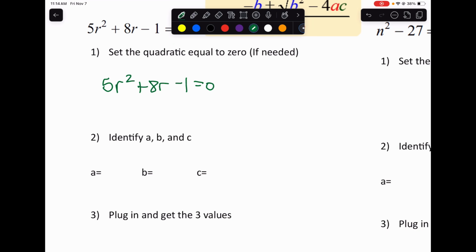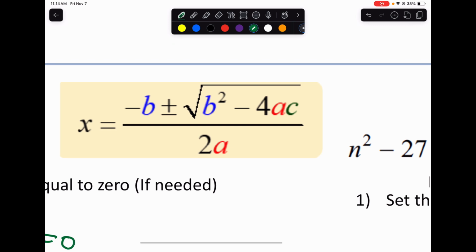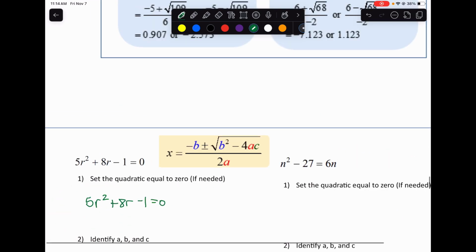Next, we are going to identify our a, b, and c. We've already done this when we identified our discriminant, right? So we can see that our a value here is going to be 5, our b value is 8, and our c value is -1, okay? Now we are going to plug into the quadratic formula. This is the formula for quadratic formula here. We say it's -b plus or minus the square root of b squared minus 4ac all over 2a, okay?